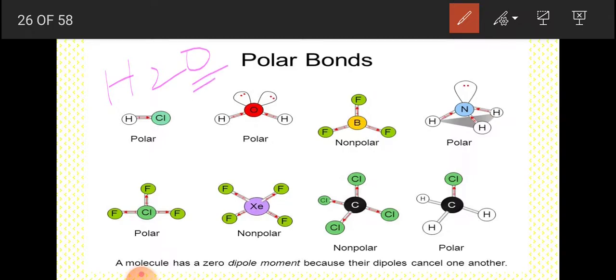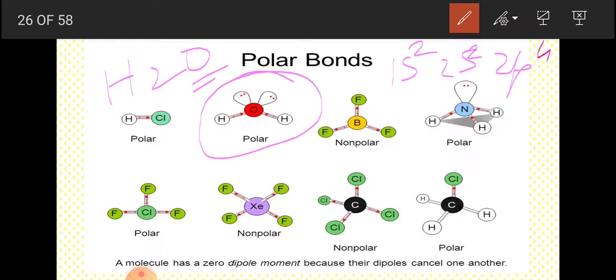Oxygen is the central atom and it is in group 16, and hence has 6 outer electrons. We have to consider this structure. For oxygen, the electronic configuration will be 1s2, 2s2, 2p4. So you can see that 6 electrons are there in the outermost shell. But in water, only 2 of these electrons form bonds with 2 hydrogen atoms, thus completing the octet.